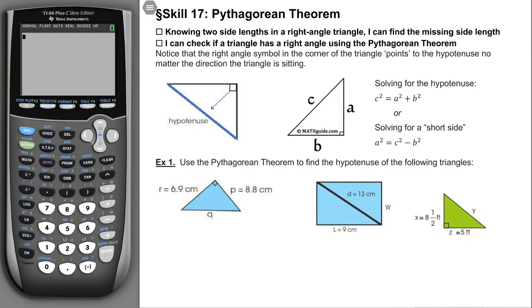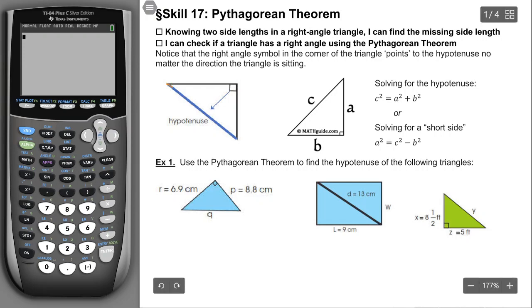So we're going to use this formula anytime you've got a right angle triangle where you know two sides and you're trying to find the third side. And there's two possible ways this can be set up. It depends on whether you're trying to find the hypotenuse or you already know your hypotenuse. Now, if you know what hypotenuse is, that's great. If you don't know what hypotenuse is, that's the first thing we need to figure out.